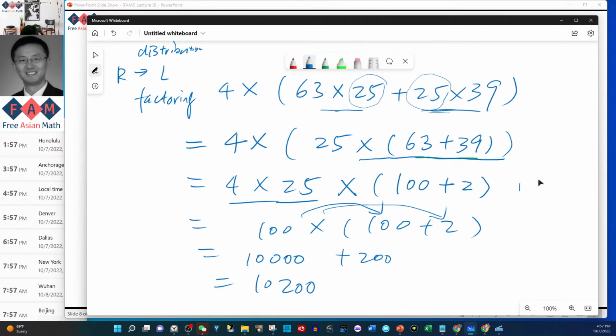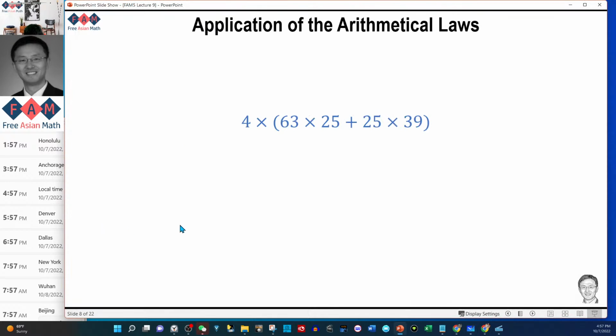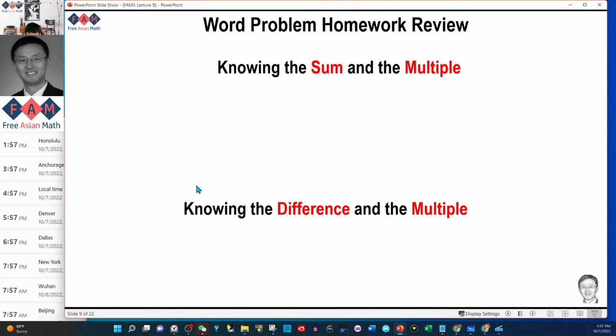Okay? So, seemingly complicated problem, but with the proper use of the associative and distributive law, we were able to do it in a much more efficient way. Okay, now let's talk about some word problem.